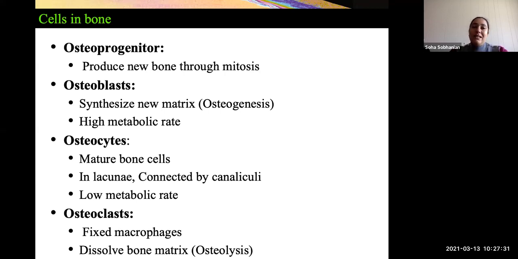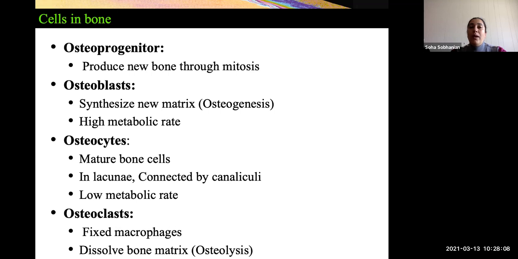We always start with the cells that originate when the fetus is developing. These cells are called osteoprogenitors. Anytime you hear the word part osteo, O-S-T-E, this implies bone. Osteoprogenitors are basically the most simplified version of the bone cells that can undergo mitosis and increase the number of your bone tissue.